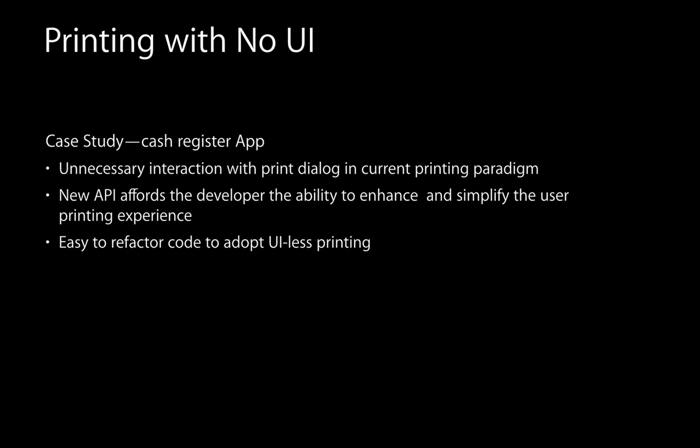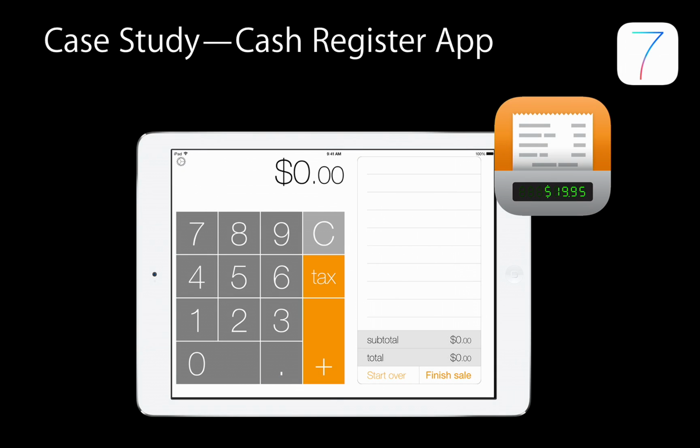Today, to illustrate the power of this new feature and to demonstrate just how easy it is to add UI-less printing to your app, we have created a hypothetical cash register app. A cash register app is something you'd find in almost any retail store. And using the printing paradigm in iOS 7, printing a receipt used to mean a lot of unnecessary interaction with the print UI, and there was really no way of getting around this.